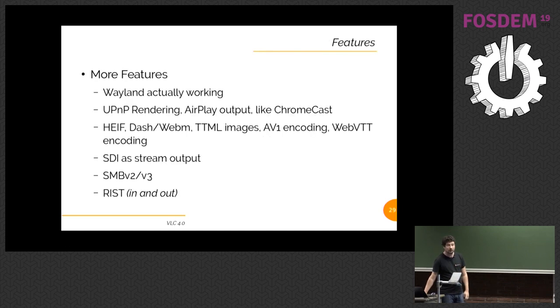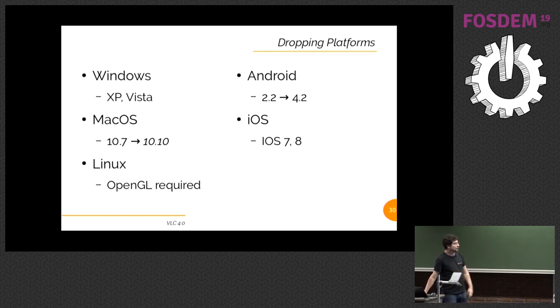On Android? Which? SMB? Yes, and iOS. And I promised that we were going to drop platforms. This is exactly what we did. So we are dropping XP and Vista. We are dropping macOS 10.7. I said that we would drop from 10.7 to 10.9. We're actually going to drop 10.10. Sorry for those who care.